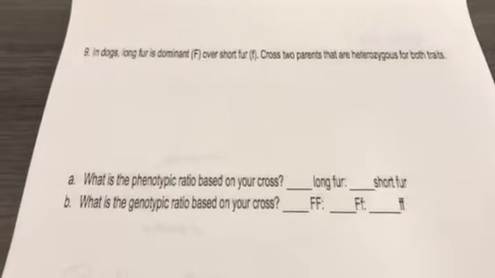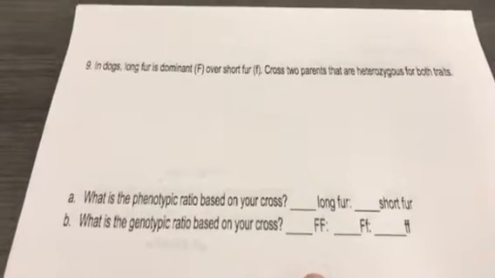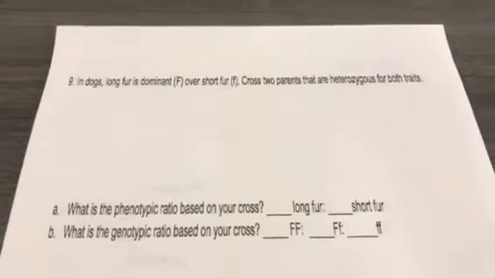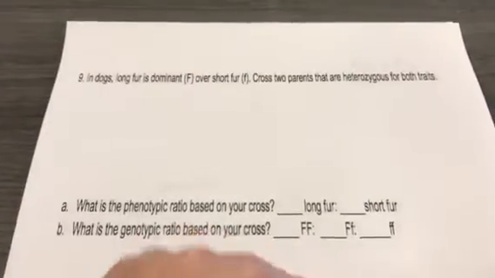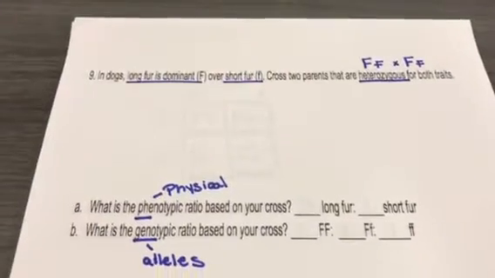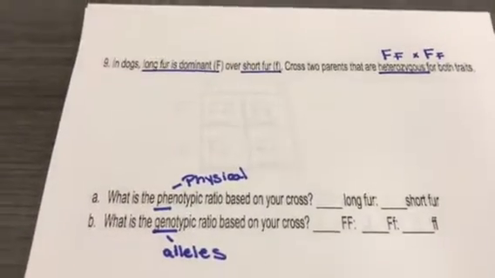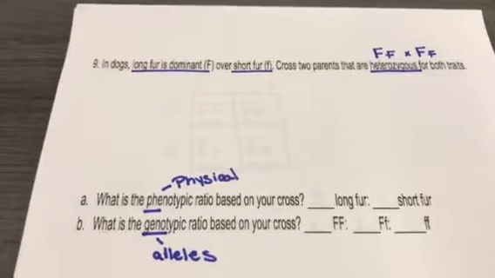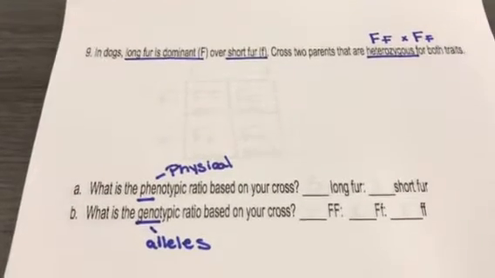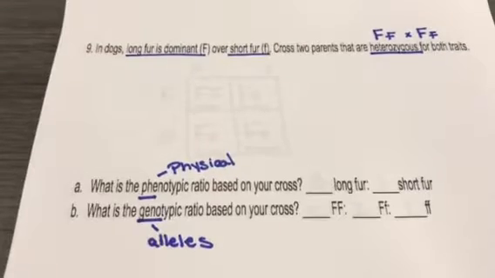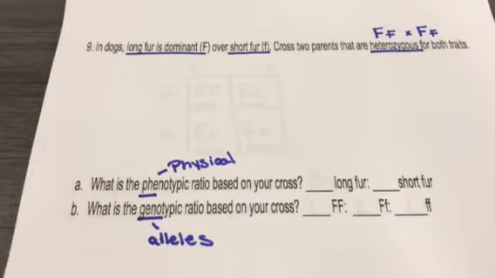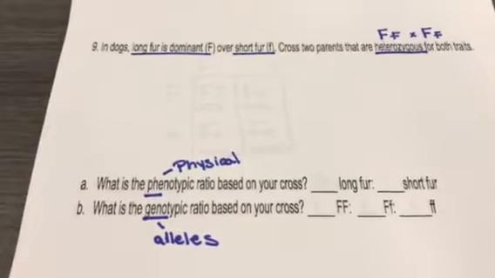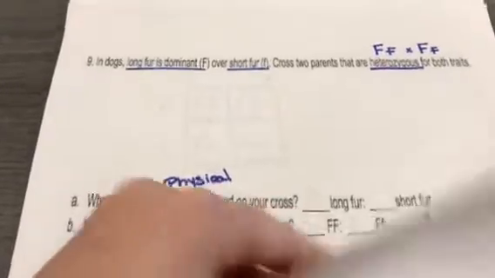For number 9, it says in dogs, long fur is dominant over short fur. Cross 2 parents that are heterozygous for both traits. Remember, heterozygous means that they have one of each allele, a capital and a lowercase. Then in the questions, it's asking for the phenotypic, so the physical ratio, how many long, how many short, and the genotypic ratio, the alleles.